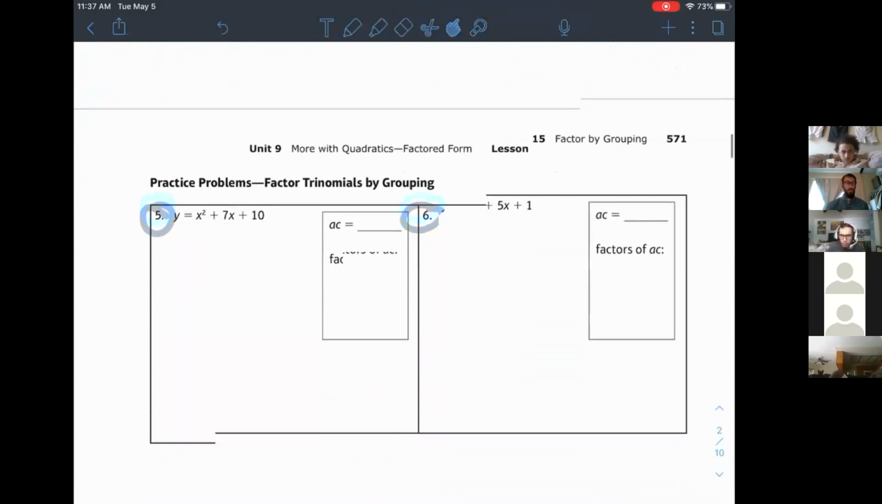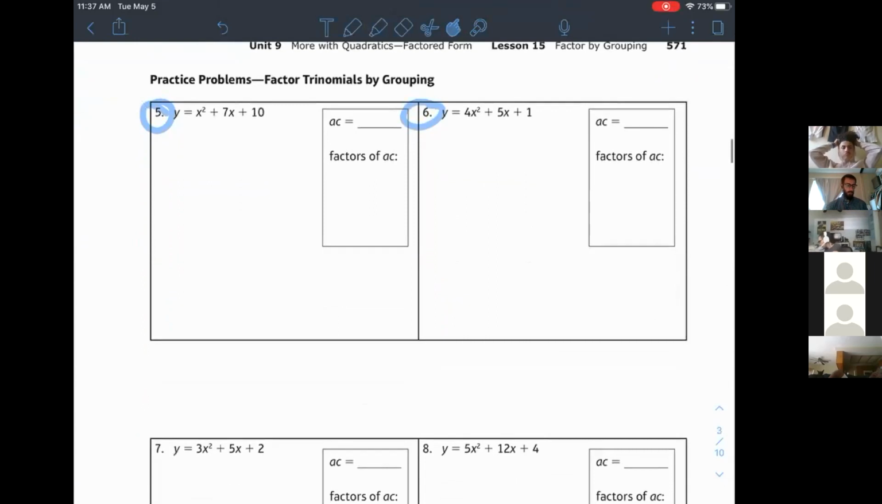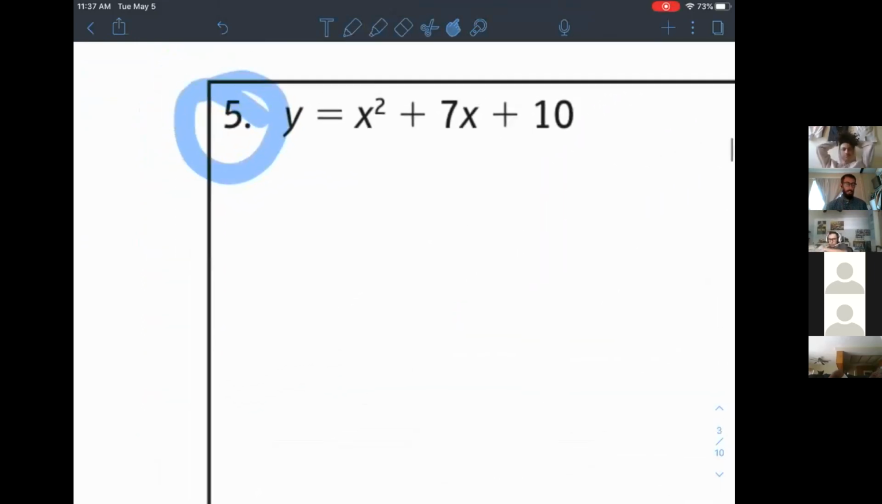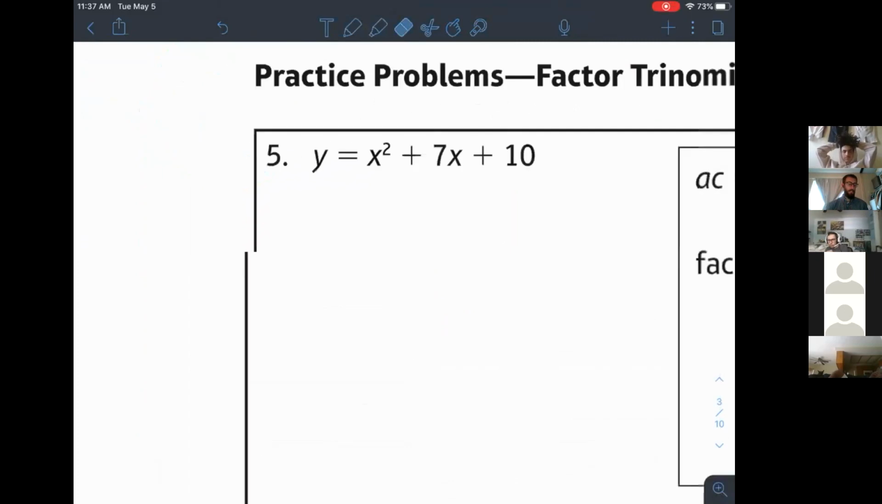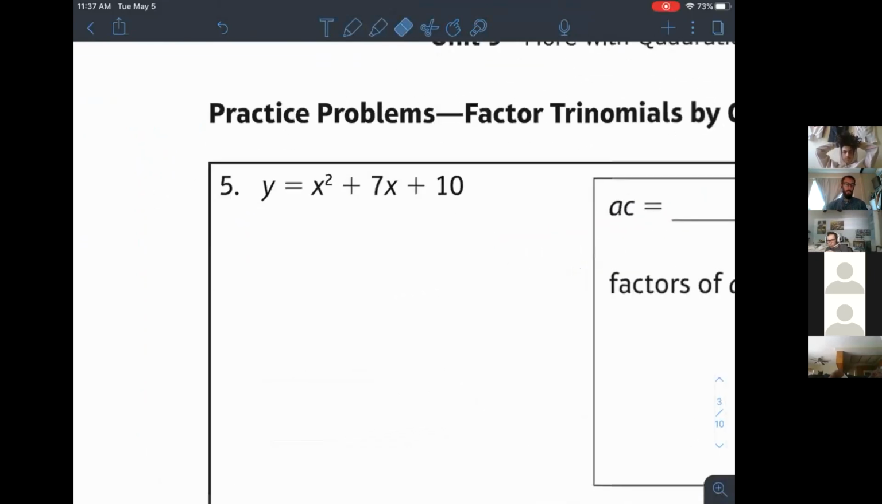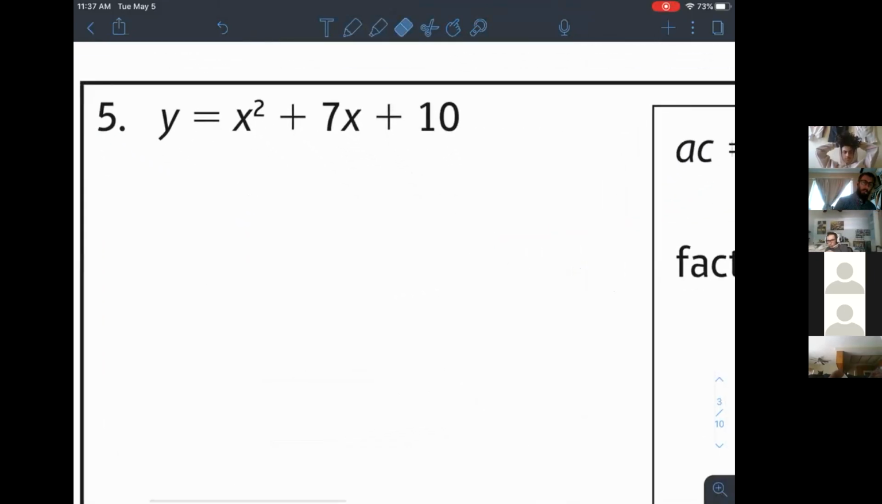Cruising. Okay. Here we go. Factoring. Same idea, different problems, obviously. Part number 5, and this is on page 571. This is like one that we did last week, meaning leading coefficient, a value, first number is 1.